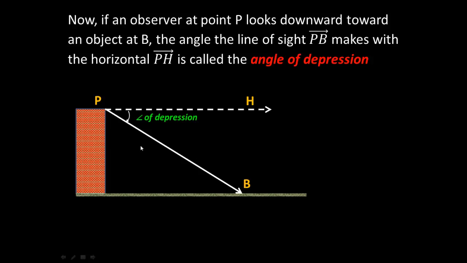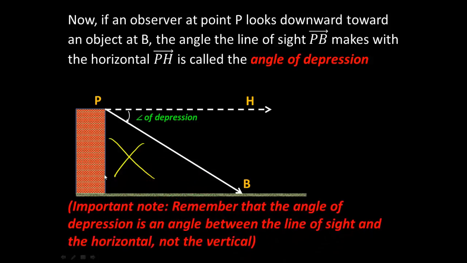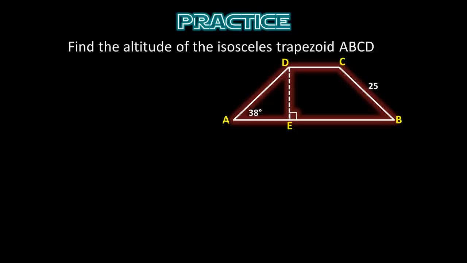Okay, it is not in here. So don't use the vertical, as my note here says. Remember that the angle of depression is an angle between the line of sight and the horizontal, not the vertical. Easy enough. All right, so let's try a practice problem.